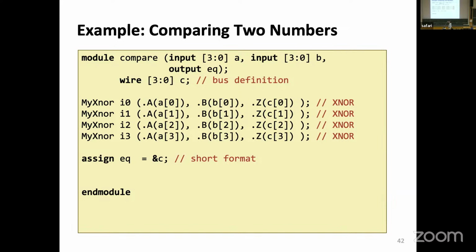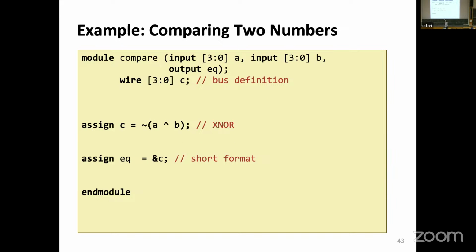Because now my XNOR, instead of writing these 4 times, I can just say C, which is a 4-bit bus, is the XNOR A XOR B not. And A is 4-bit, B is 4-bit, C is 4-bit. Haha, I wrote it. Okay? So it still describes exactly this thing.